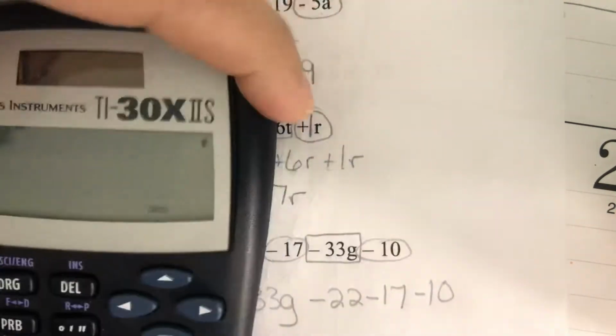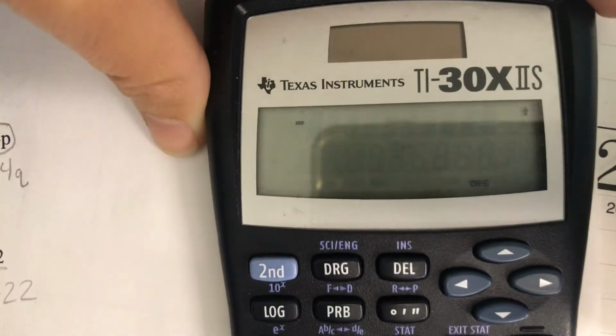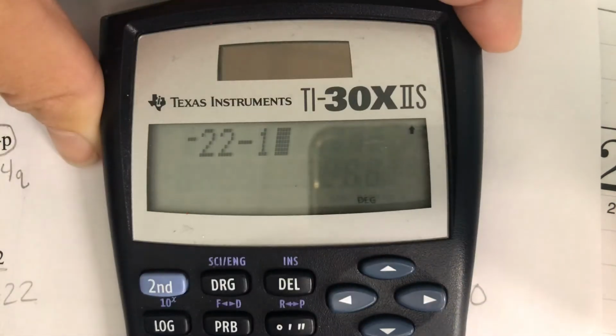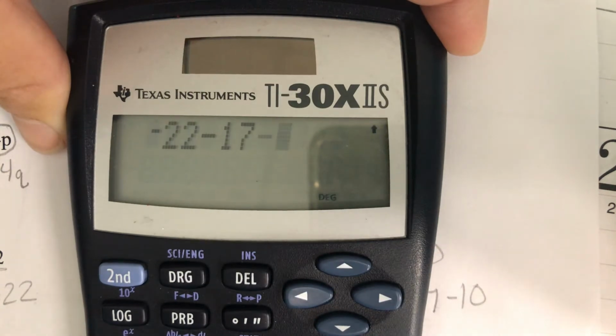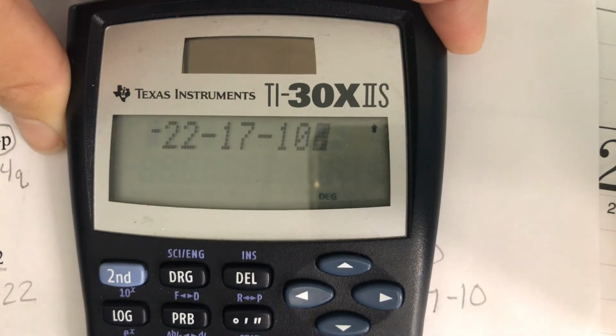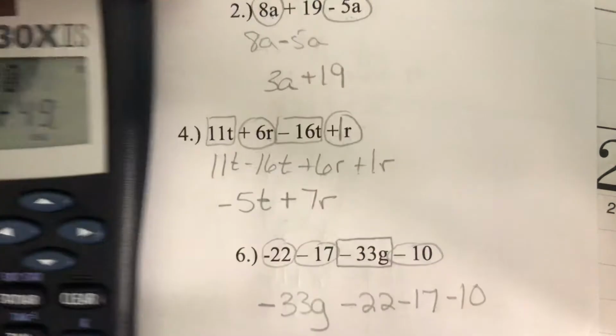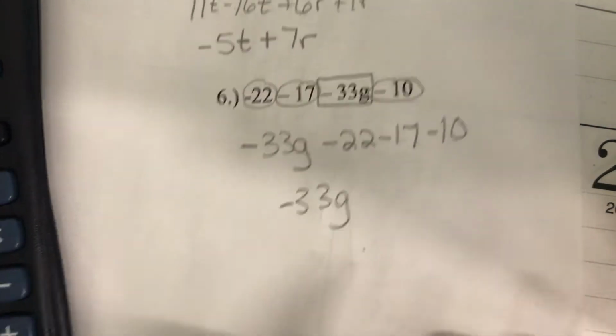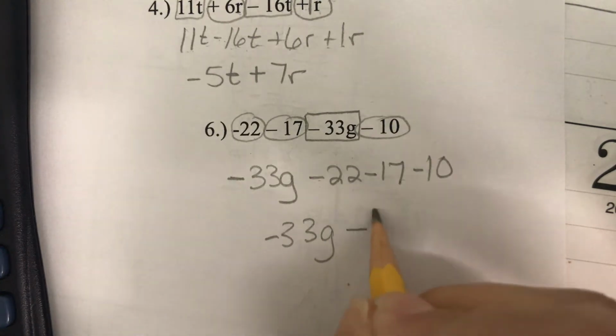So negatives first, and then I've got 22. The rest of these I could just put in subtraction. So subtract 17 and then subtract 10. Negative 49. So negative 33g minus 49.